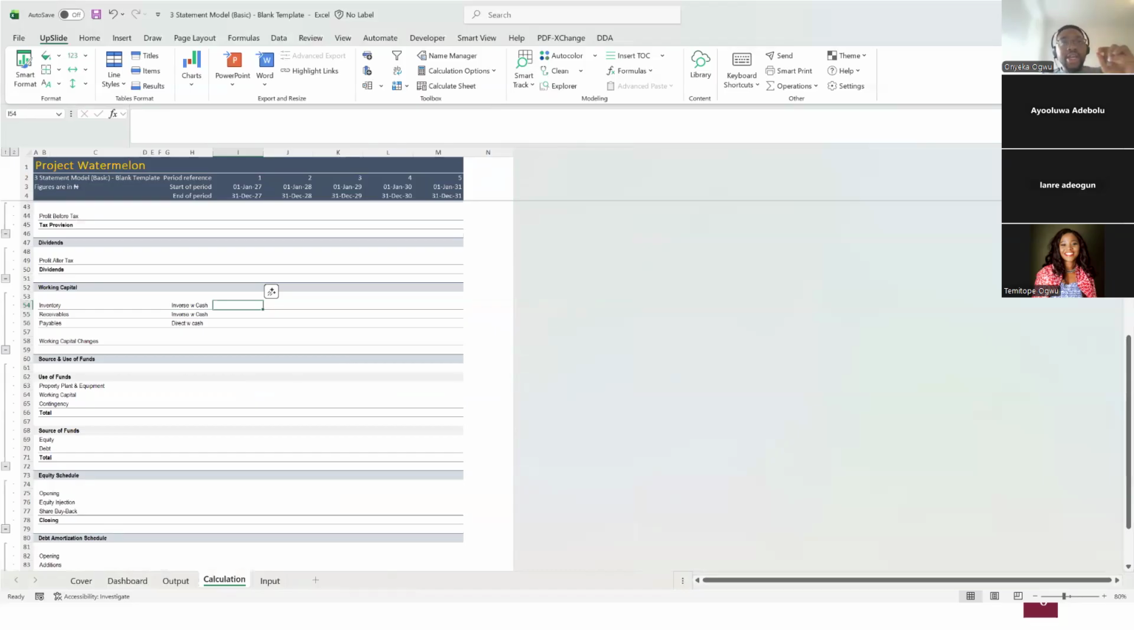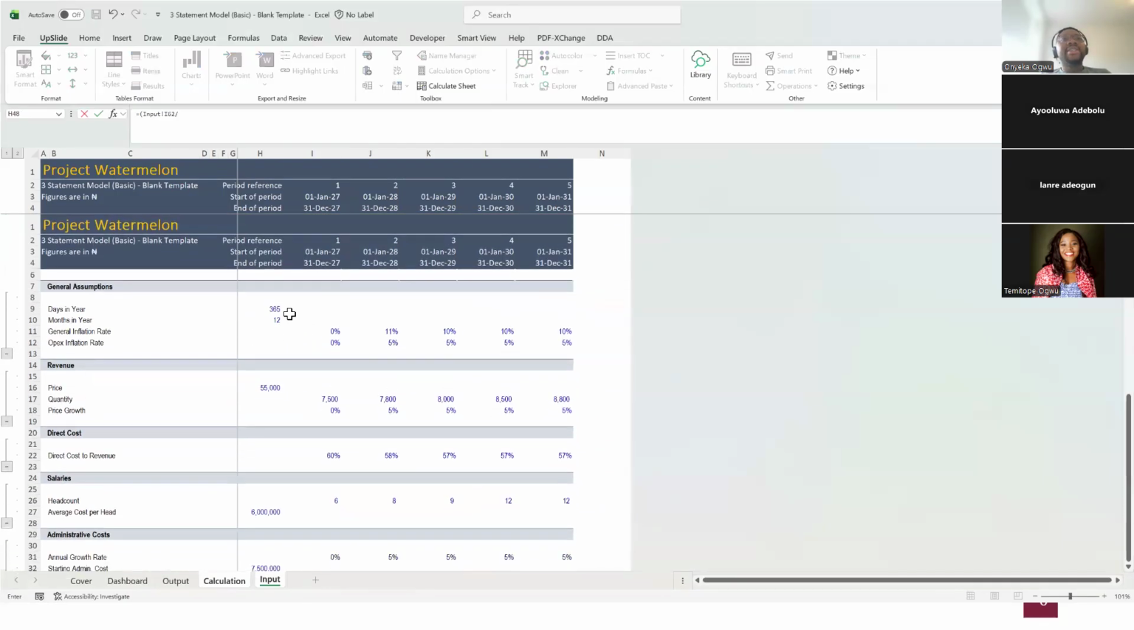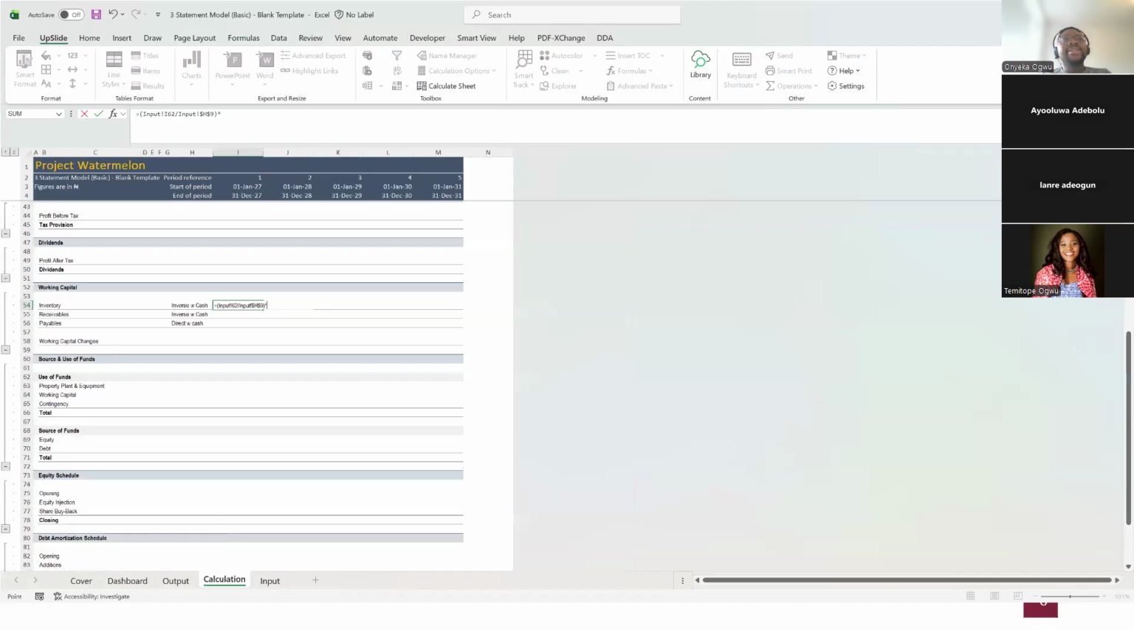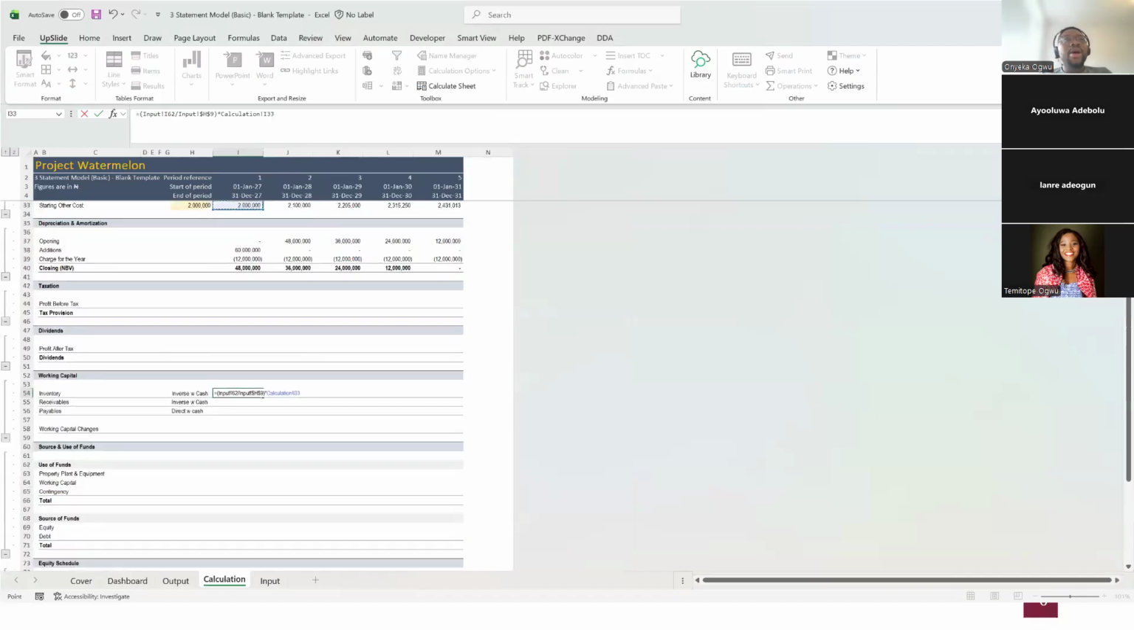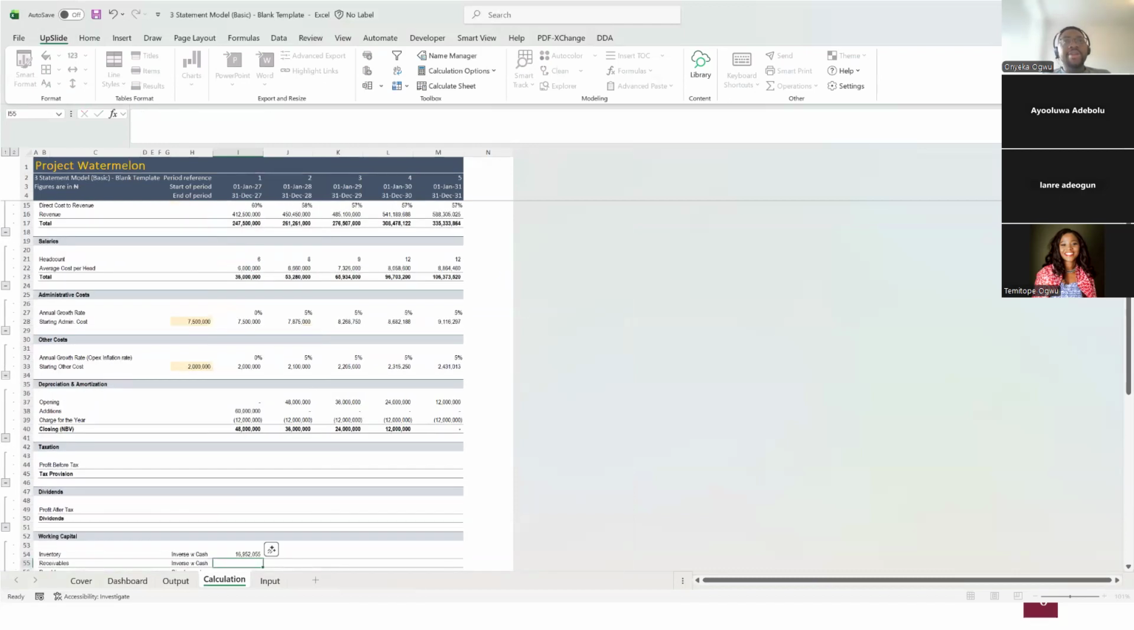So inventory will be equal to inventory days, we can put it in brackets, which we have here, divided by the total number of days, 365, that we have up here. We'll lock this absolutely. Multiplied by direct cost, since inventory is based on cost of goods sold. So we go to our calculation sheet. Direct cost is up there, we did direct cost initially. Multiply by direct cost and press enter. So this is our inventory.